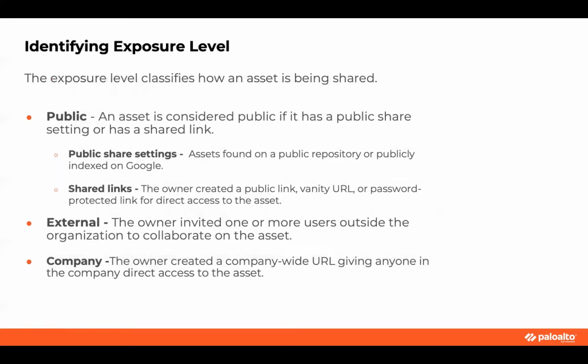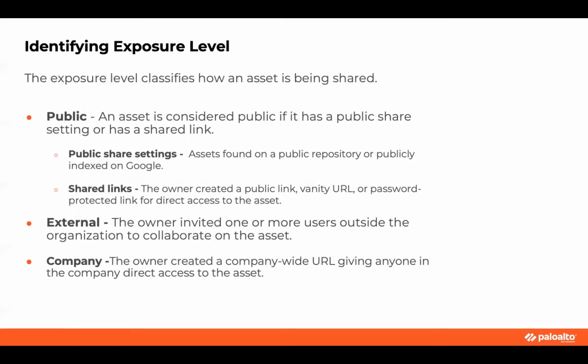Now, let's talk about exposure level. The exposure level is the attribute that classifies how an asset is shared. Assets are considered public if they either have a public share setting or have a shared link. Public share setting example could be assets found in a public repository or being indexed publicly on Google. A shared link can be a public link, vanity link, or a password-protected link created by the owner of the asset.